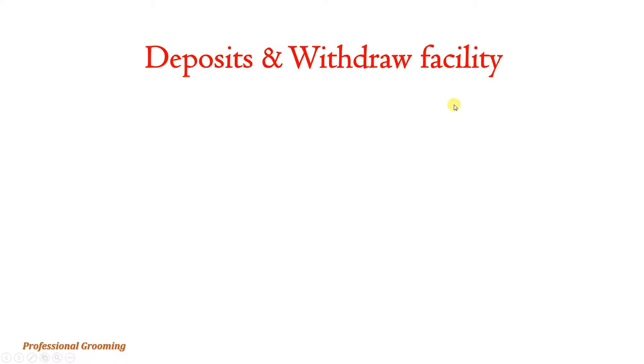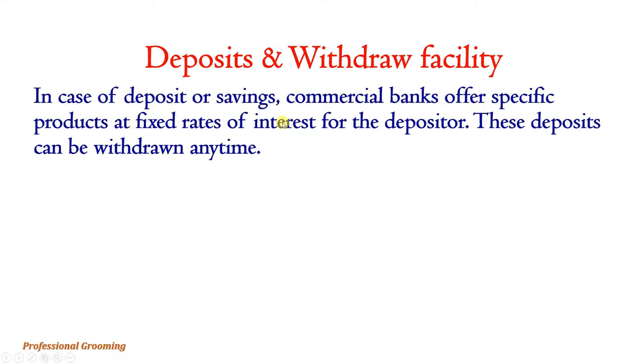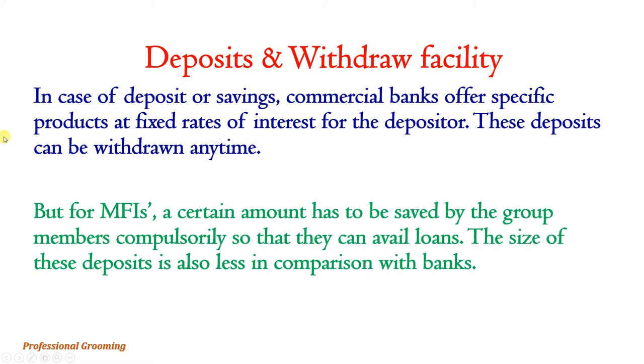Deposits and withdrawal facility. In case of deposits or savings, commercial banks offer specific products at fixed rates of interest for the depositor. These deposits can be withdrawn anytime. From the commercial bank, you can deposit or withdraw anytime. There is always a facility available. But for MFIs, a certain amount has to be saved by the group members compulsorily so that they can avail loans. The size of these deposits is also less in comparison with banks, and you cannot withdraw and deposit as normally you are doing in commercial banking.